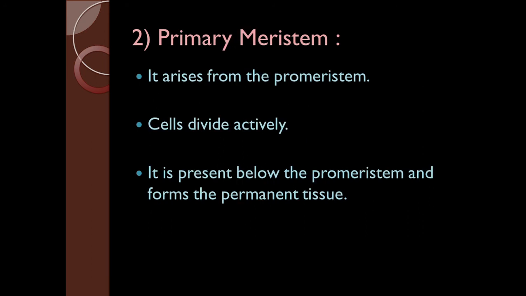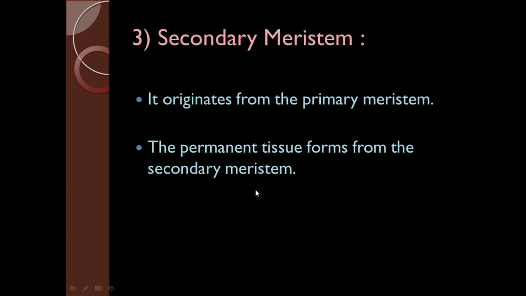Second is the primary meristem. It arises from the promeristem. In primary meristem, the cells divide actively. It is present below the promeristem and then it forms the permanent tissue. Third type is secondary meristem. It originates from the primary meristem. The permanent tissue forms from the secondary meristem.